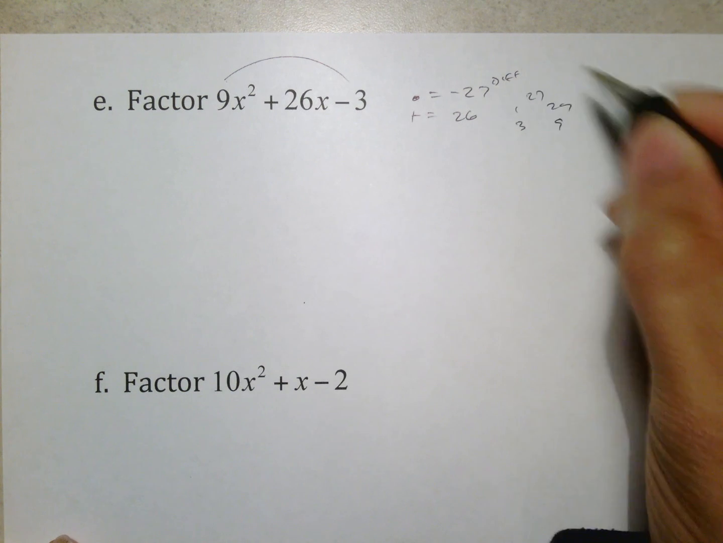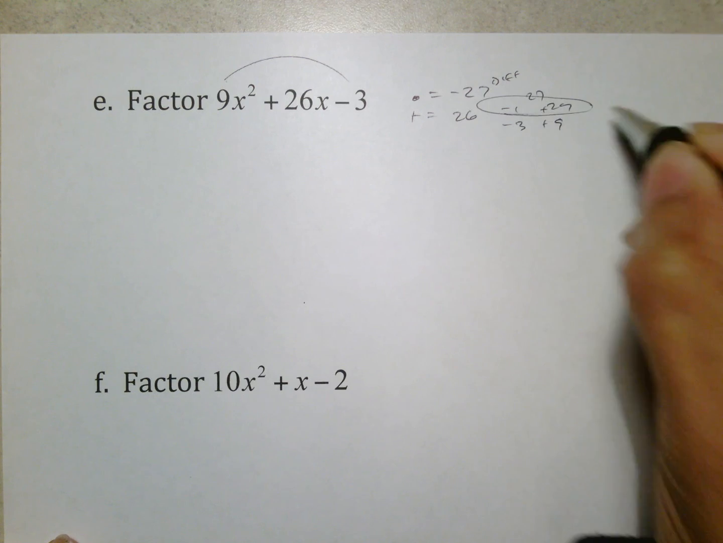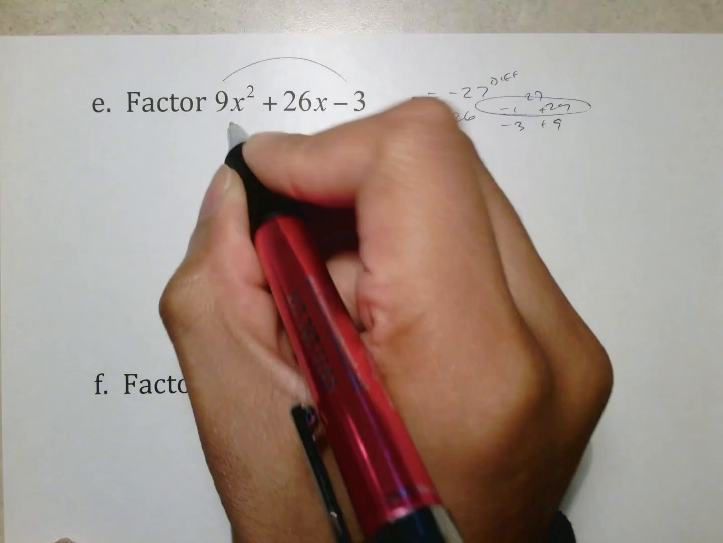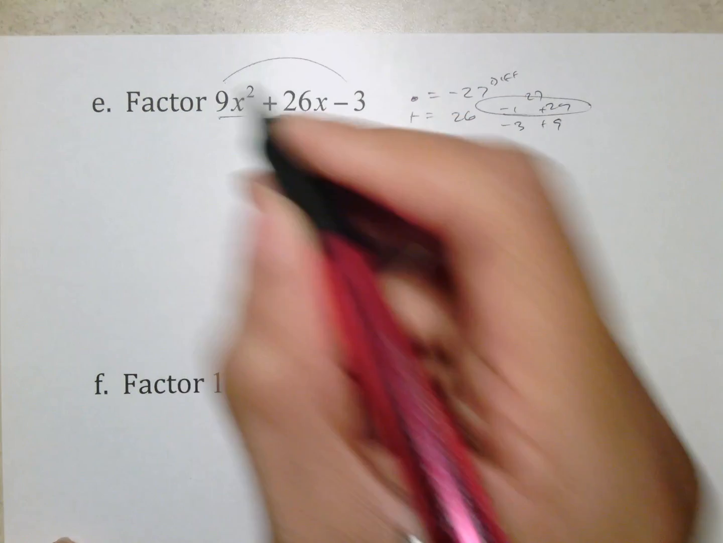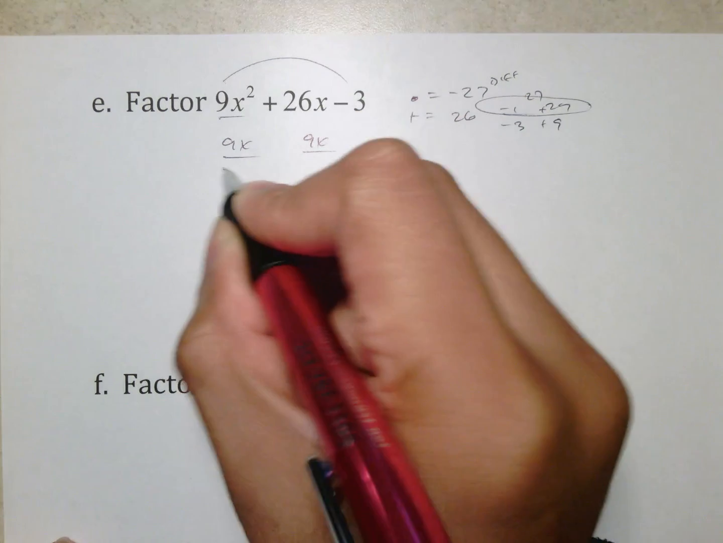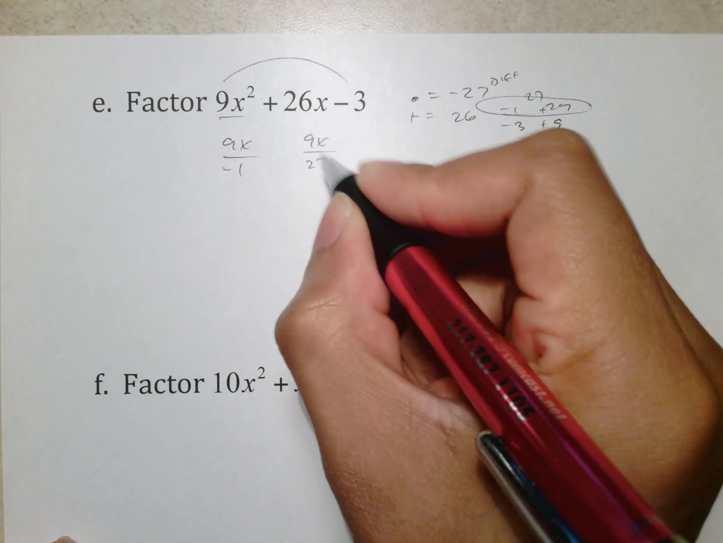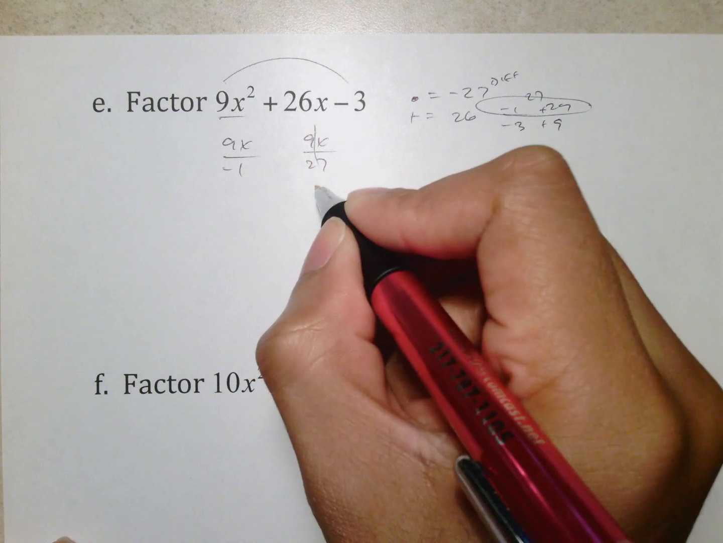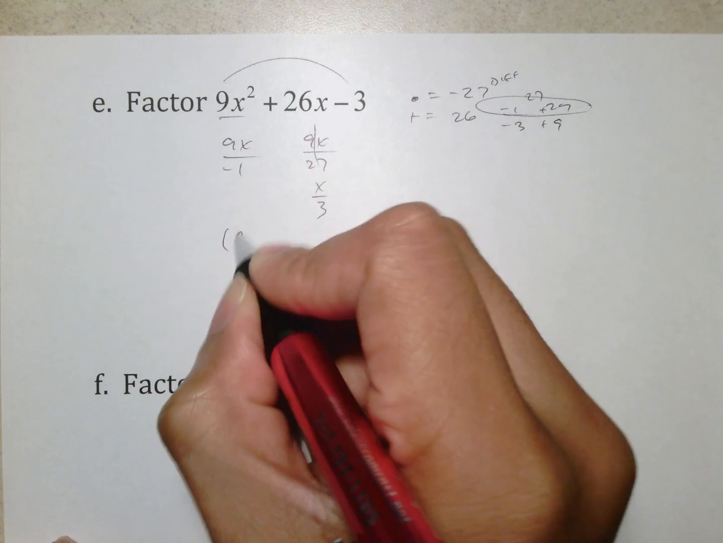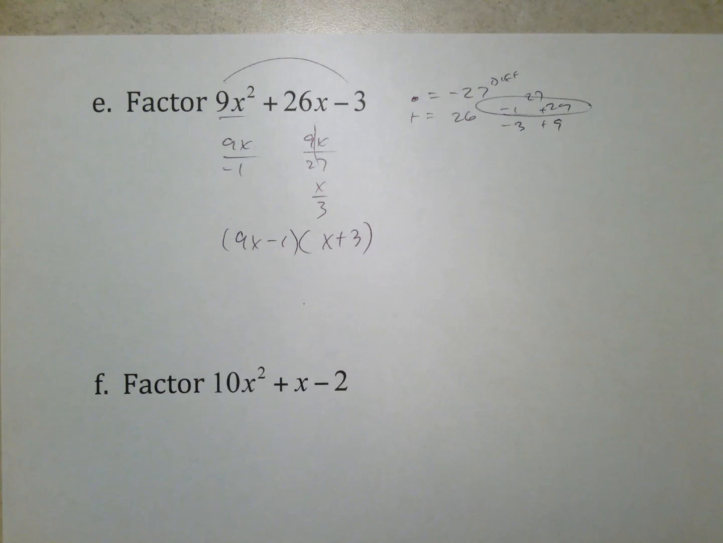Remember, this means the signs are different, and this means that my big side is positive. The ones that make 26 are negative 1 and positive 27. From there, we take that 9x, put it on top of both fractions with negative 1 here, positive 27 there. These can both be divided by 9, which makes it x over 3, and our final answer being 9x minus 1 and x plus 3.